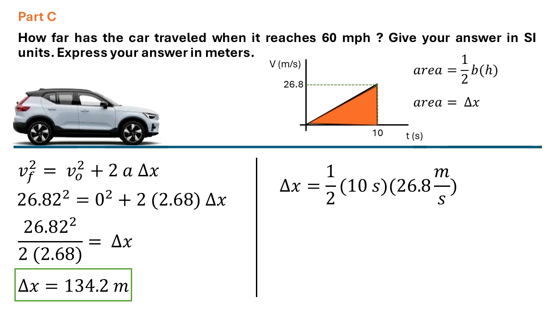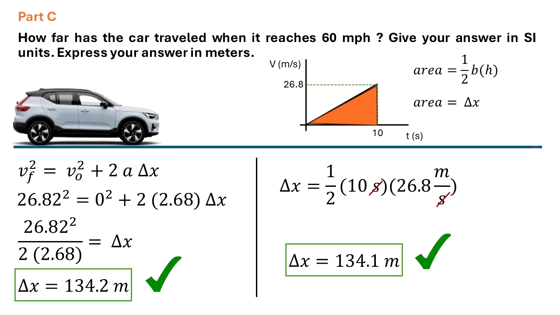We know that the area of a triangle is 1/2 times the base times the height. In this case, delta x would be 1/2 of 10 seconds, that's the base, multiplied by 26.8 meters per second, that's the height of the triangle. We see that seconds with seconds cancel out, and we get that delta x is equal to 134.1 meters. That's really close to the answer that we got before with the kinematic equations, and we can see that we got the same answer in two different ways.